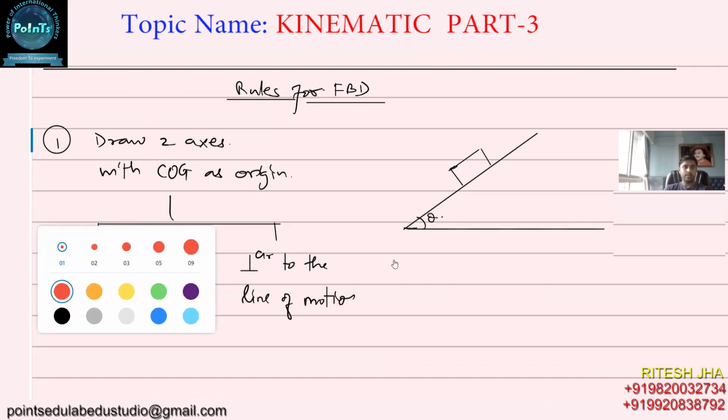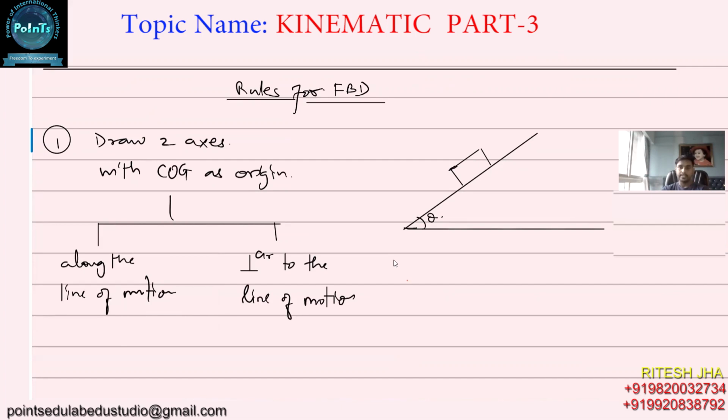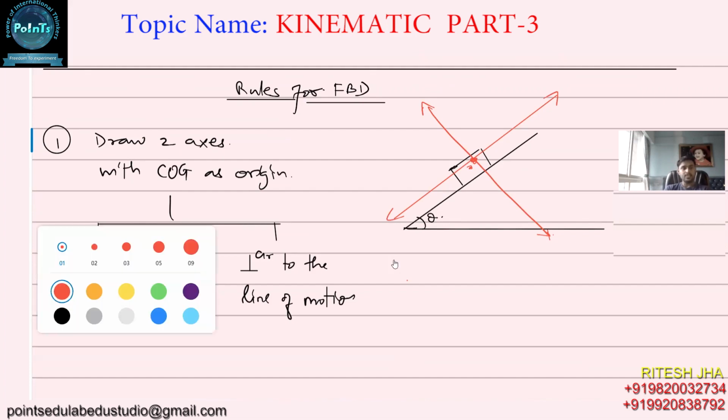So here this is the center of gravity. What you have drawn is correct. So like this and this. So basically we have these two axes. This is the very first step.